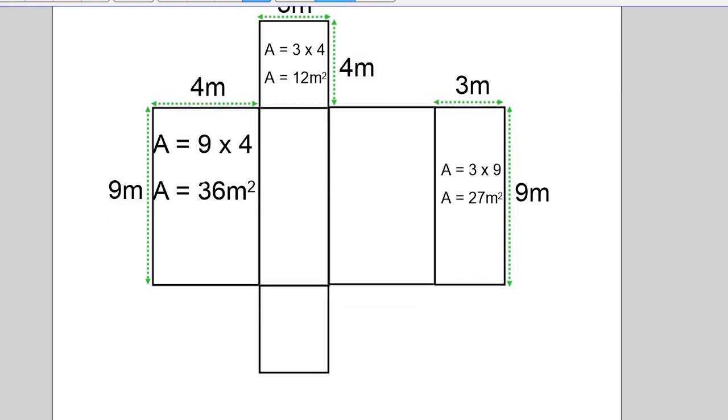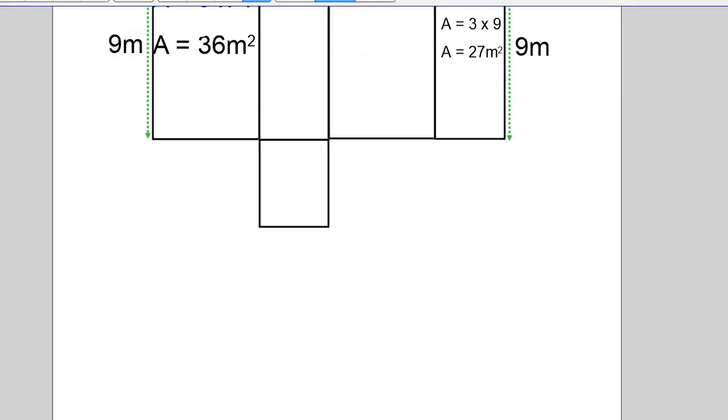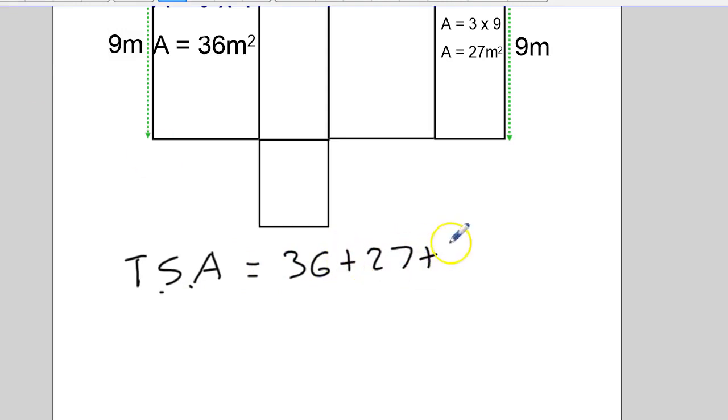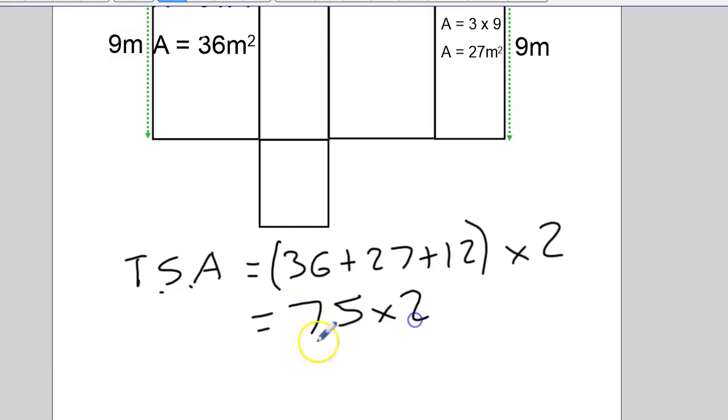All right, so the total surface area, scroll down. Total surface area. That is going to be the 3 different faces, 36 plus 27 plus 12, multiplied by 2. So 36 and 27 would make 75. And we multiply that by 2, and we get 150 square meters.